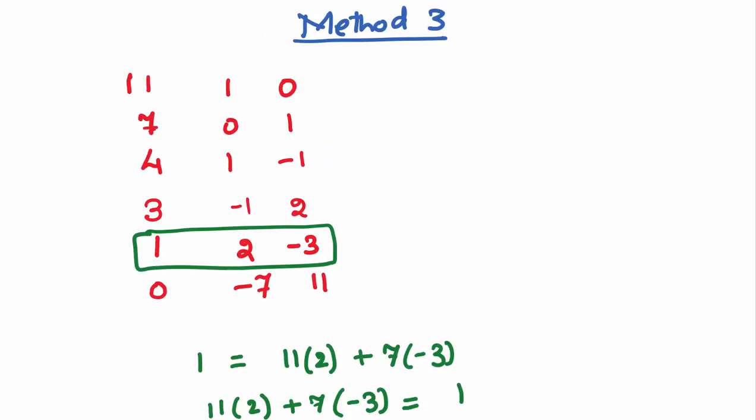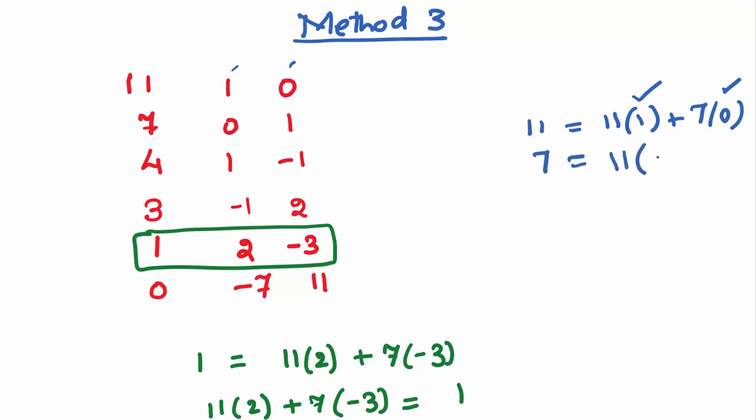Let's come to the third method. We'll start with the term 11. Now, 11 can be written as 11 into 1 plus 7 into 0. So, we are taking the 1 and 0. Then, come to 7. 7 again can be written as 11 into 0 plus 7 into 1. So, now pick the coefficients 0 and 1 and write them here: 0 and 1.